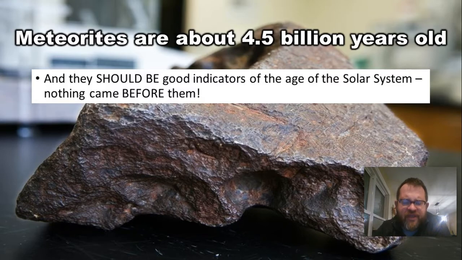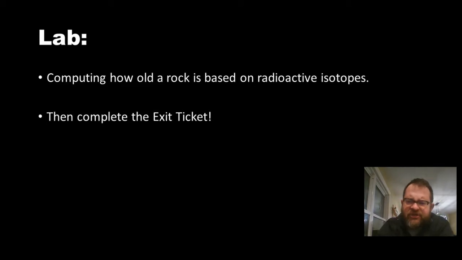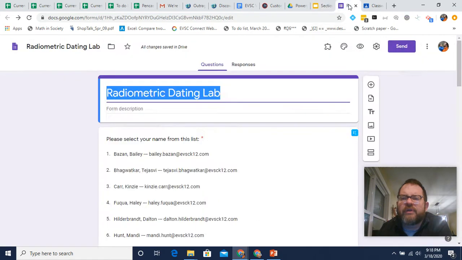All right, great. So we have some sense of all of this here. Now, what you're going to do for the lab is you're going to compute how old a particular rock is based on radioactive isotopes. And I'm going to show you that lab in just a second. And then you're going to complete an exit. Let me actually go over here and see if I can find that lab real quick. Here it is.